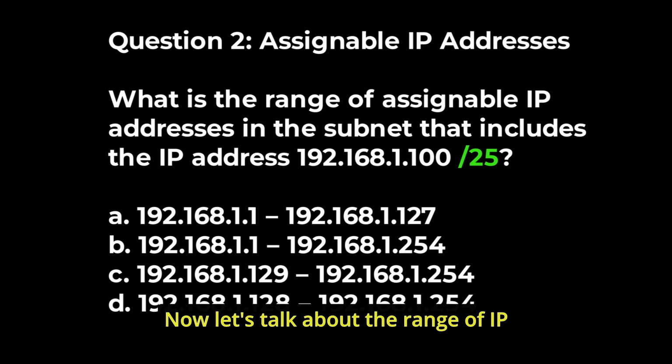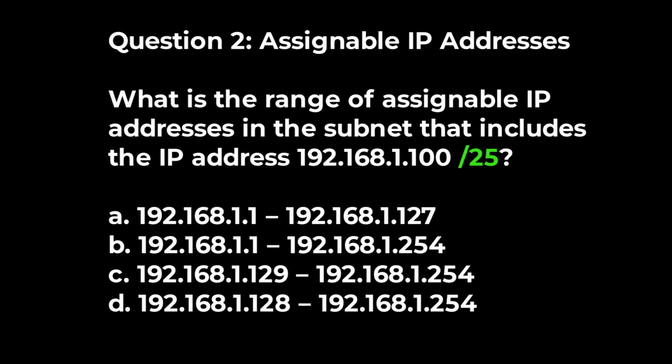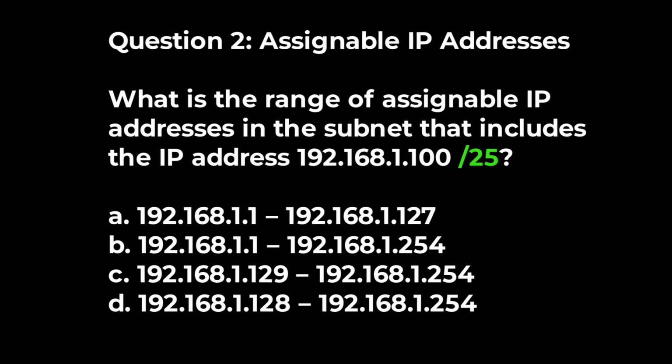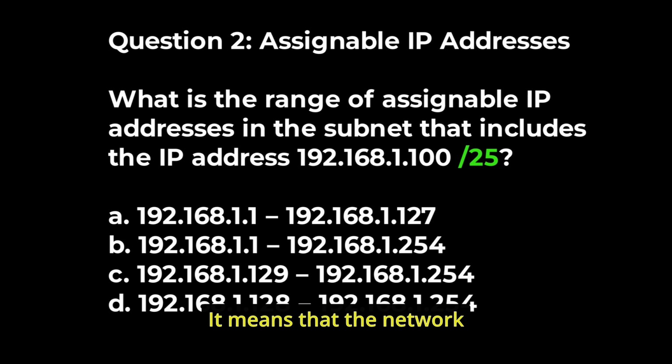Now let's talk about the range of IP addresses within the subnet. The /25 tells us that the network is divided in a different way than /24. It means that the network part is now 25 bits long. This splits the original network into 2 equal parts.